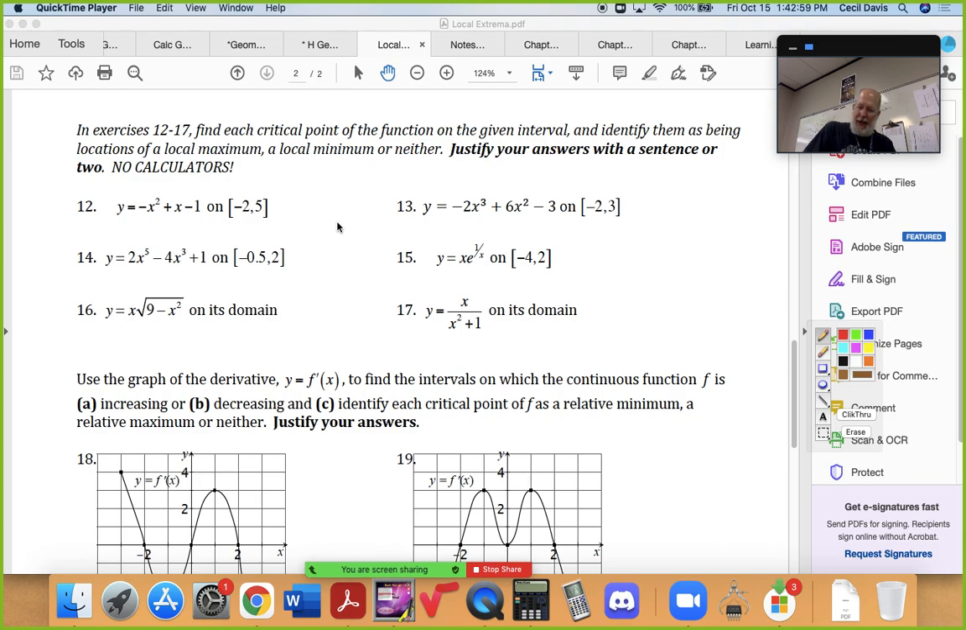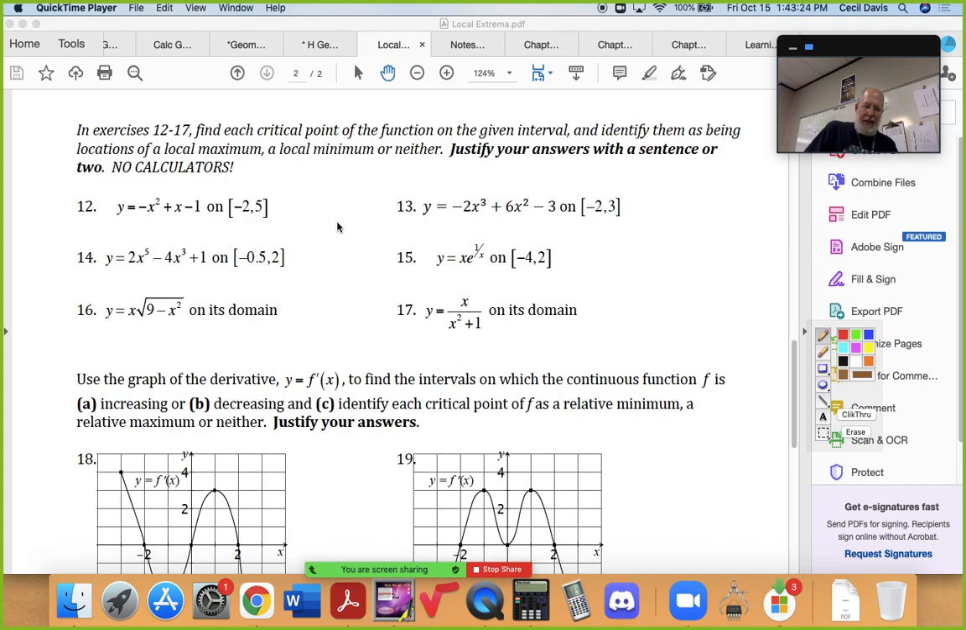At x equals negative 2, f prime changes from positive to negative, so we have a local maximum of f. At x equals 0, we have a local minimum of f because f prime changes from negative to positive. And at x equals 2, we have a local maximum because f prime changes from positive to negative.